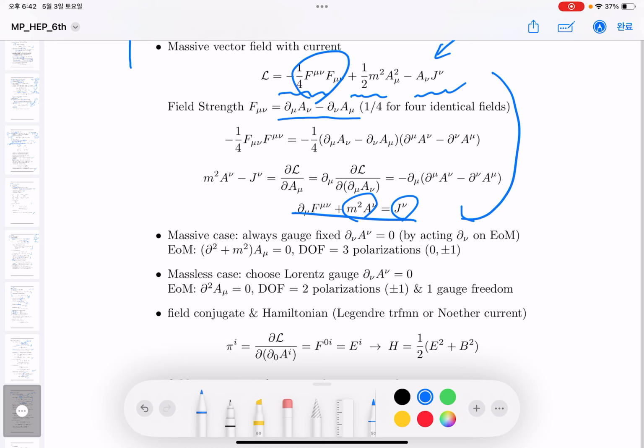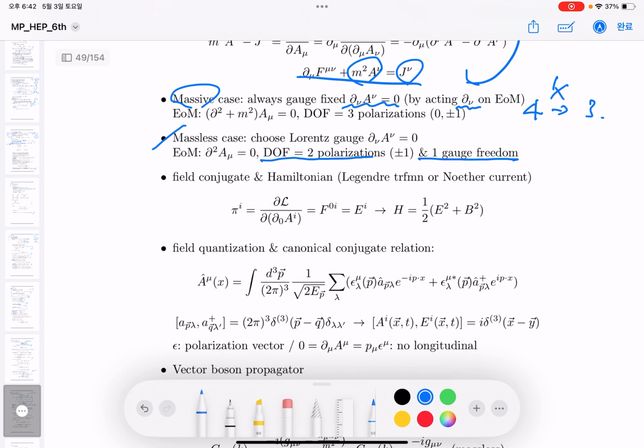For the massive case, the equation of motion always fixes the gauge. By acting with one more derivative on the equation of motion, the gauge is always fixed, such as the Lorentz gauge partial mu A mu equal to 0. So originally there were 4 degrees of freedom for the vector, but 1 degree of freedom is removed by the gauge fixing, so only 3 degrees of freedom remain, and this corresponds to the 3 polarizations for the massive vector field. But there is the massless case. There are only 2 polarizations, with 1 gauge freedom, and another one just dies.